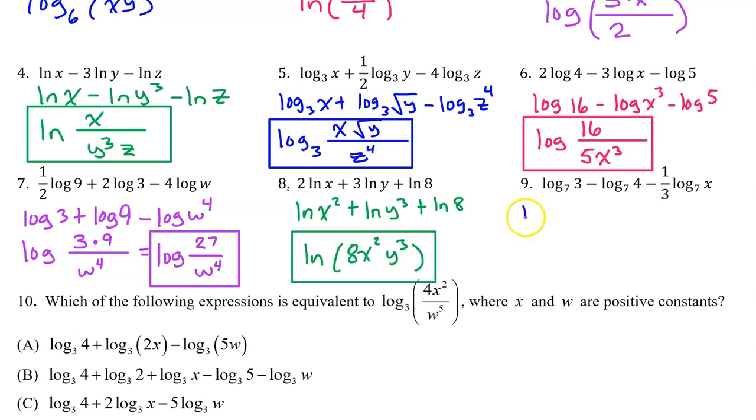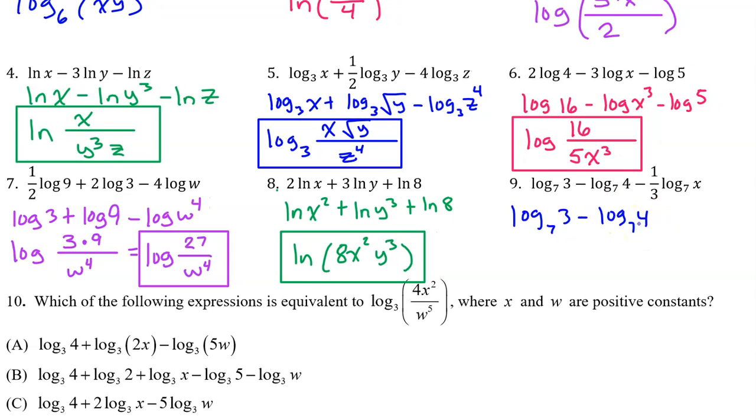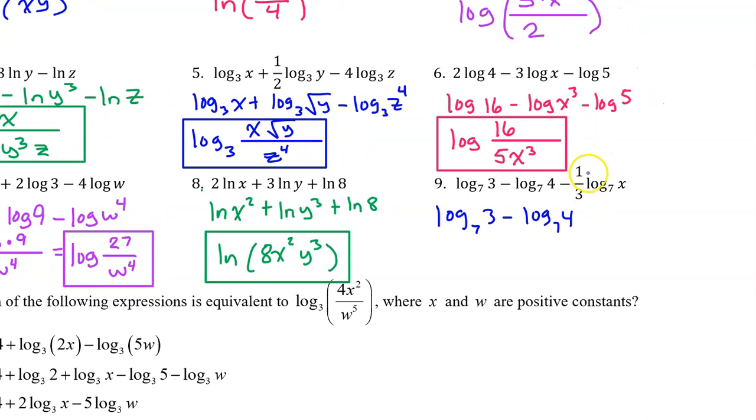Number 9, let's bring down the log base 7 of 3 and the log base 7 of 4. But before we do anything else, we need to make the 1/3 in the front become the exponent. So I will have minus log base 7 of x to the 1/3 power. I could replace this with the cube root of x if I wanted to. I think I will leave this as x to the 1/3 power just because I can.